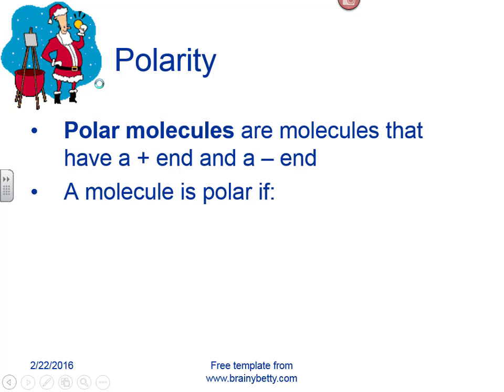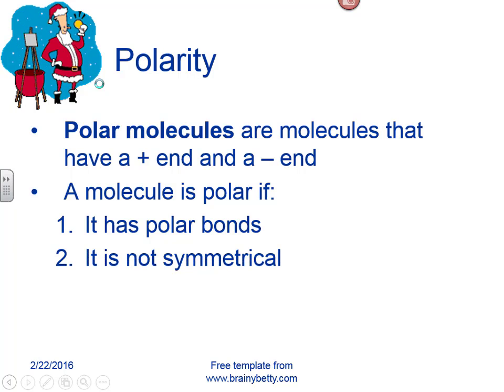There are 2 qualifications that you have to check to see if a molecule is going to be polar or not. First, it has to have polar bonds. The bond is what's going to cause those electrons to be on one side or the other. So if it doesn't have polar bonds, the molecule itself is not going to be polar either. The second thing that you have to check is the shape of the molecule. And specifically, we're looking to see if the molecule is symmetrical or not.